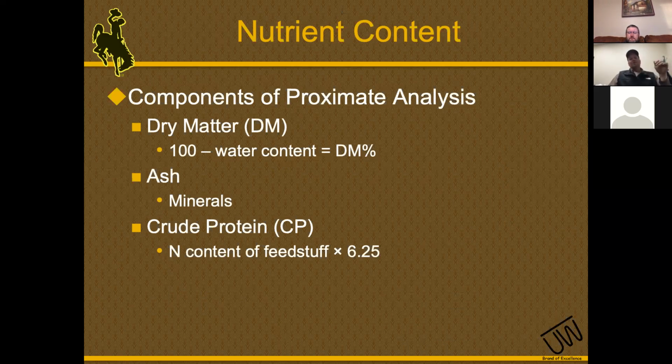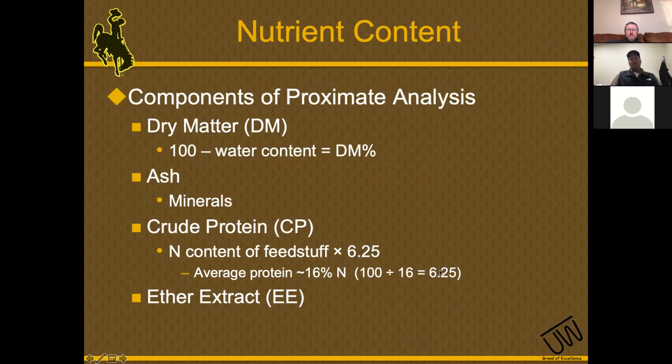Crude protein is how you calculate it. It's the nitrogen content of the feed. So what we do is take the nitrogen content of the feed and multiply it by 6.25. The reason we came up with 6.25 is because the average protein has 16% nitrogen. If you think about protein being made of amino acids, they all have an amino group, and the average amount of nitrogen in protein is 16%. So 100 divided by 16 gives us 6.25. That's how we came up with that. Ether extract is the fat component of feed. If you see the term ether extract, that simply means fat.